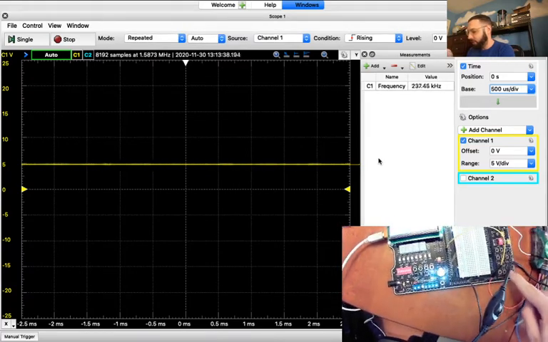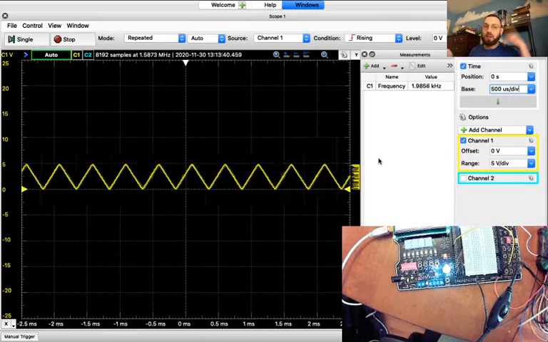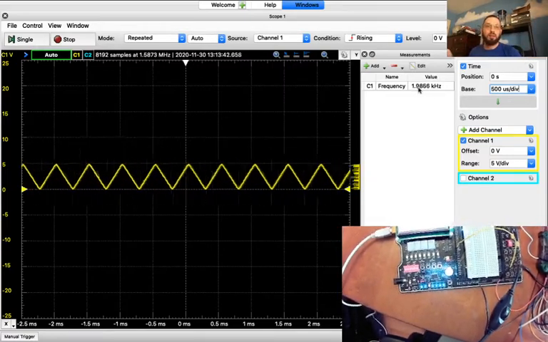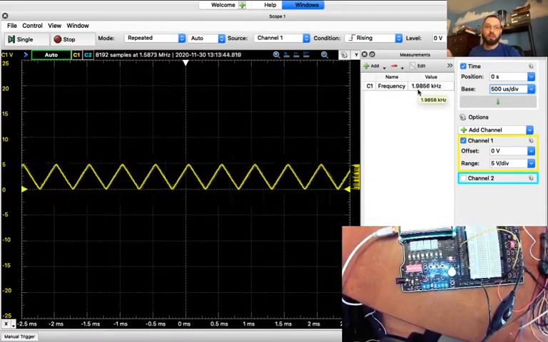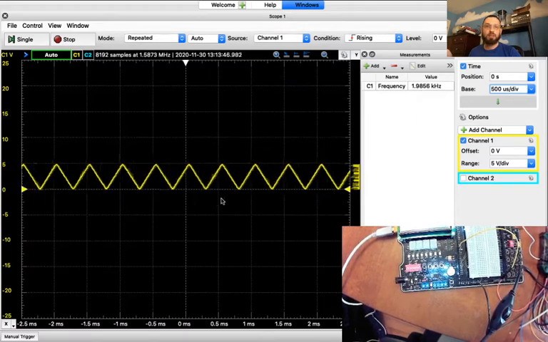So we type in 2000, hit pound. You can hear that. You see, this reading is good. Very low error. Beautiful triangle.